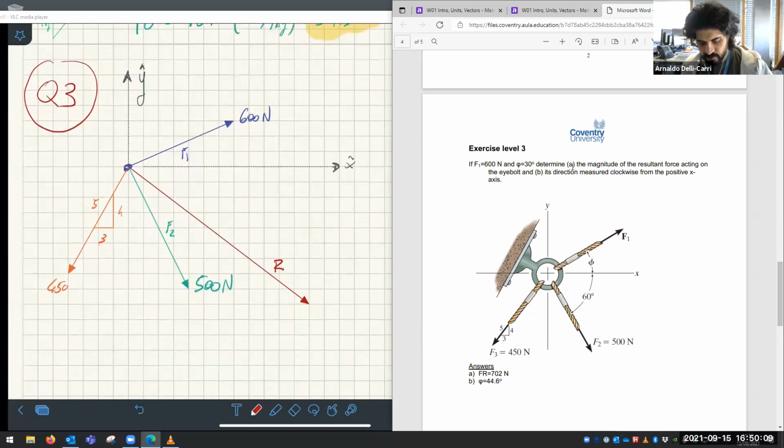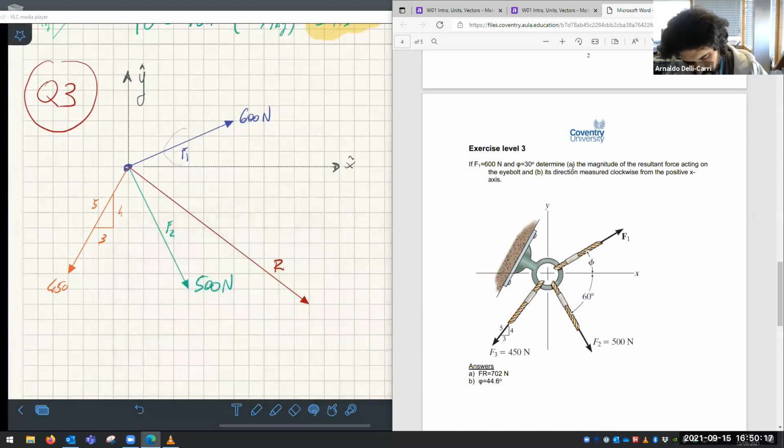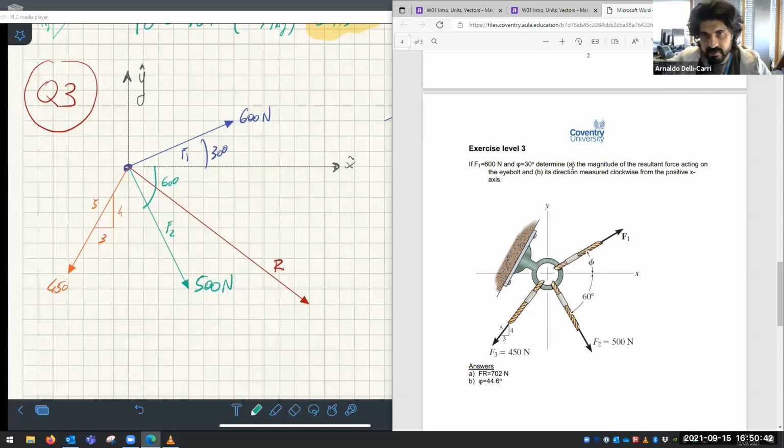So let's draw the triangles. This is 600. And so this has, let me put the angles as well. So this angle is 30 degrees. This angle is 60 degrees. And this one is a 3, 4, 5 triangle. So let's start with this.